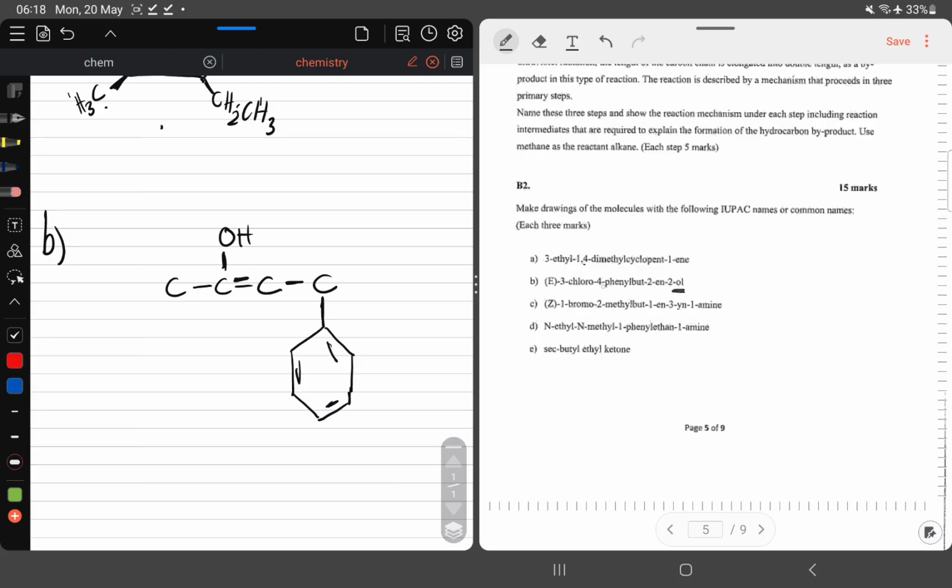Okay, and then it's on position 4, then 3 chloro. So on position 3, we have a chloro. So we'll put it like this. Then we have to see if it's going to give us an E. Remember, E, they'll be on different sides. So I'll go here to my double bond. I'll put my arrows, my dotted line like this.